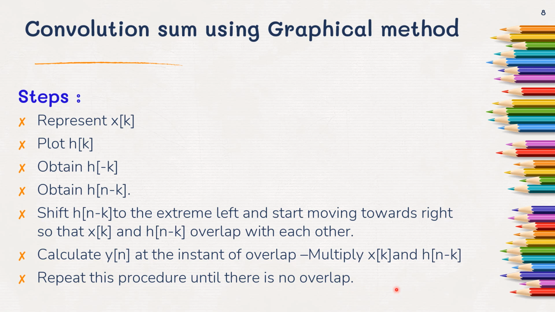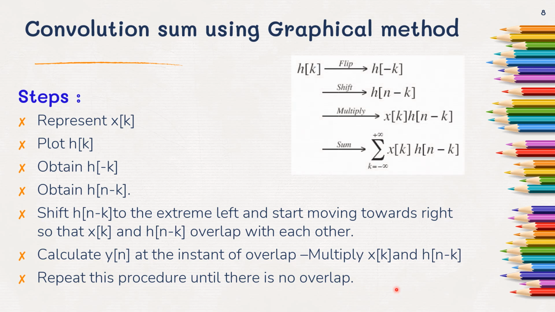Now let me put these steps in gist. So first operation is flipping. Given h of k, we flip to h of minus k. Then we do a shifting, h of n minus k. Then we do a multiply. Wherever there is an overlap, we multiply x of k and h of n minus k. And the last is we repeat this procedure until there is no overlap. So that is indicated by this operation.